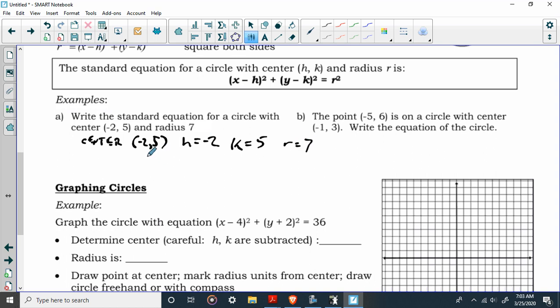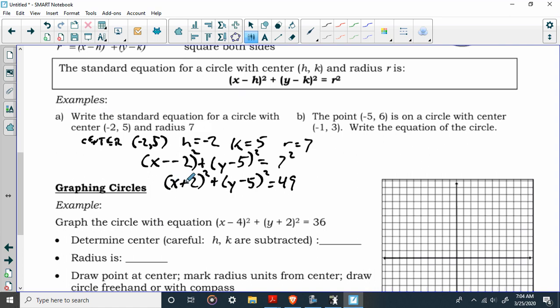So let's go ahead and plug these in. So we're going to say x minus h, x minus -2, squared, plus y minus k, y minus k squared is equal to your radius squared. Please do not forget to square your radius, okay? So again, let's just simplify this a little bit. Minus -2 actually means x plus 2, squared, plus y minus 5 squared, and 7 squared is going to be 49. So what's the equation of the circle? X plus 2 squared plus y minus 5 squared is equal to 49.